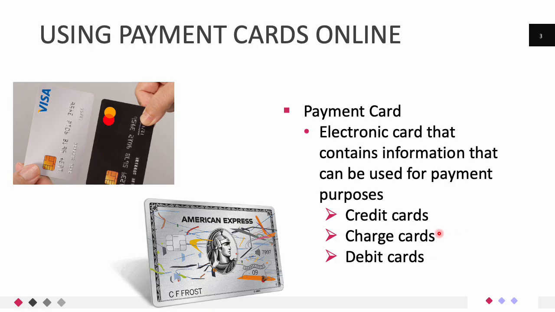Okay. And then charge card. It's like American Express. You must pay the full bill every month. And then debit cards. The money comes straight from your bank account. Like your ATM card with a shopping superpower.